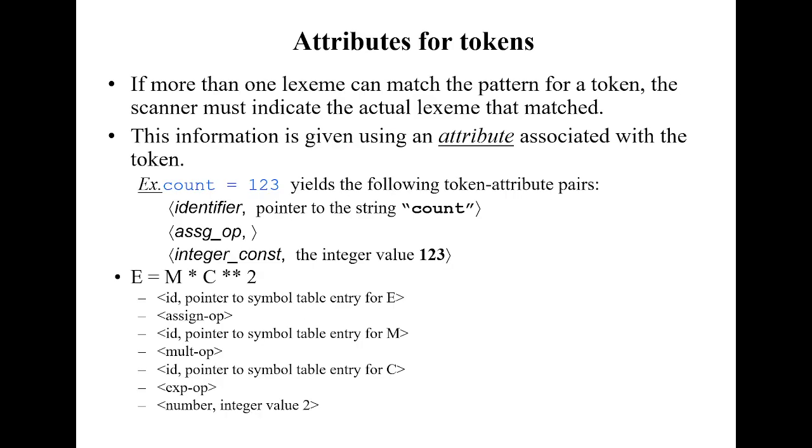Now we'll see the attributes of a token. If more than one lexeme can match the pattern for a token, the scanner must indicate the actual lexeme that matched. This information is given using an attribute associated with the token. For example, E = MC^2. Here E is an identifier, equal is an assignment operator, then M is an identifier, then we have the multiplication operator, then C is an identifier, then you have the power symbol, which is an operator, then we have the constant number.